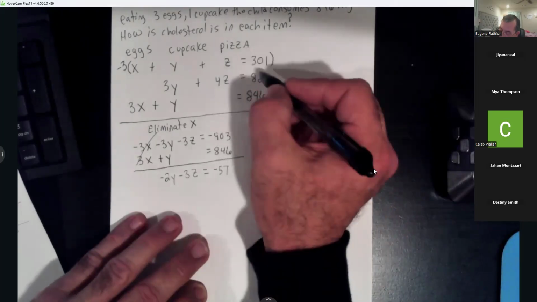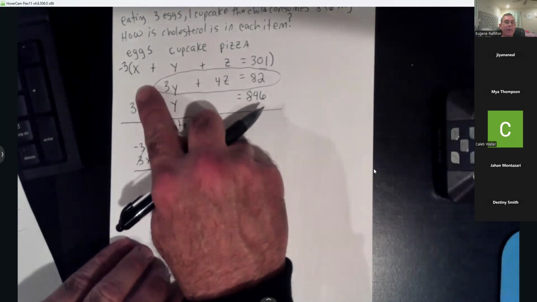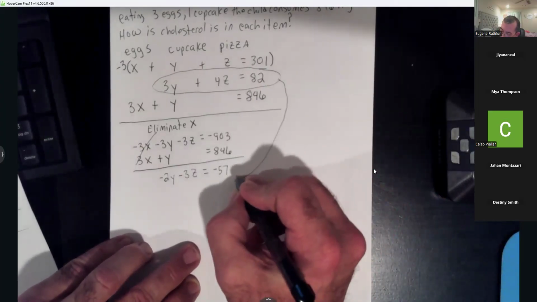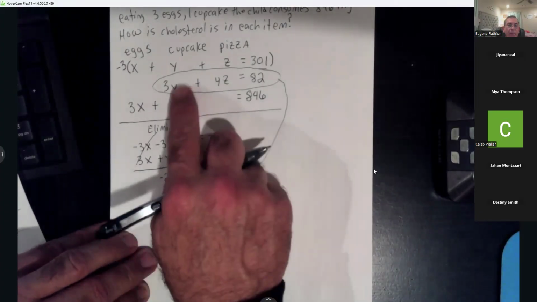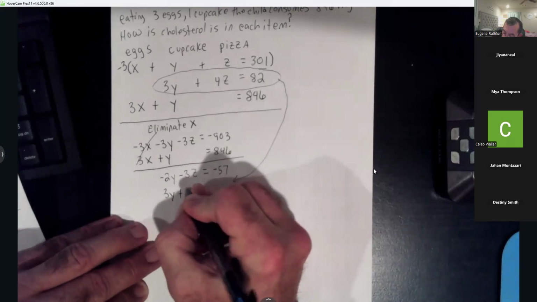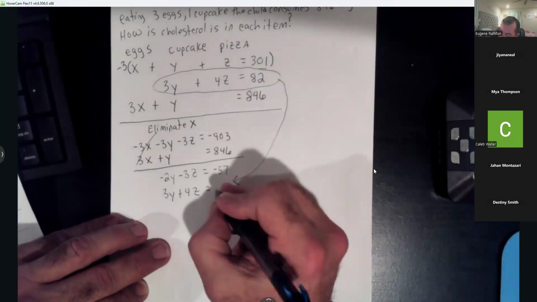But y'all look at here. The second equation that I haven't used yet does not have an x, so that second equation automatically can come down and be the second equation for my system. So I got a 3y plus a 4z equals 82.